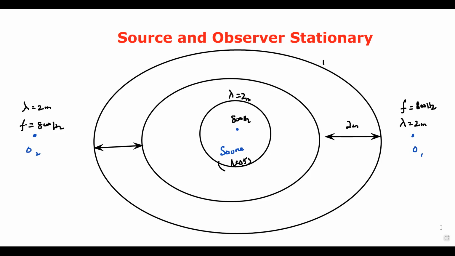But what if the source starts to move, or the other way around, the observers start to move towards the source? For example, we are considering a source that starts to move. This is the source, here is observer 1 and observer 2. The wavelength of the wave emitted from the source is, for example, 2 meters, and the frequency is again 800 hertz.